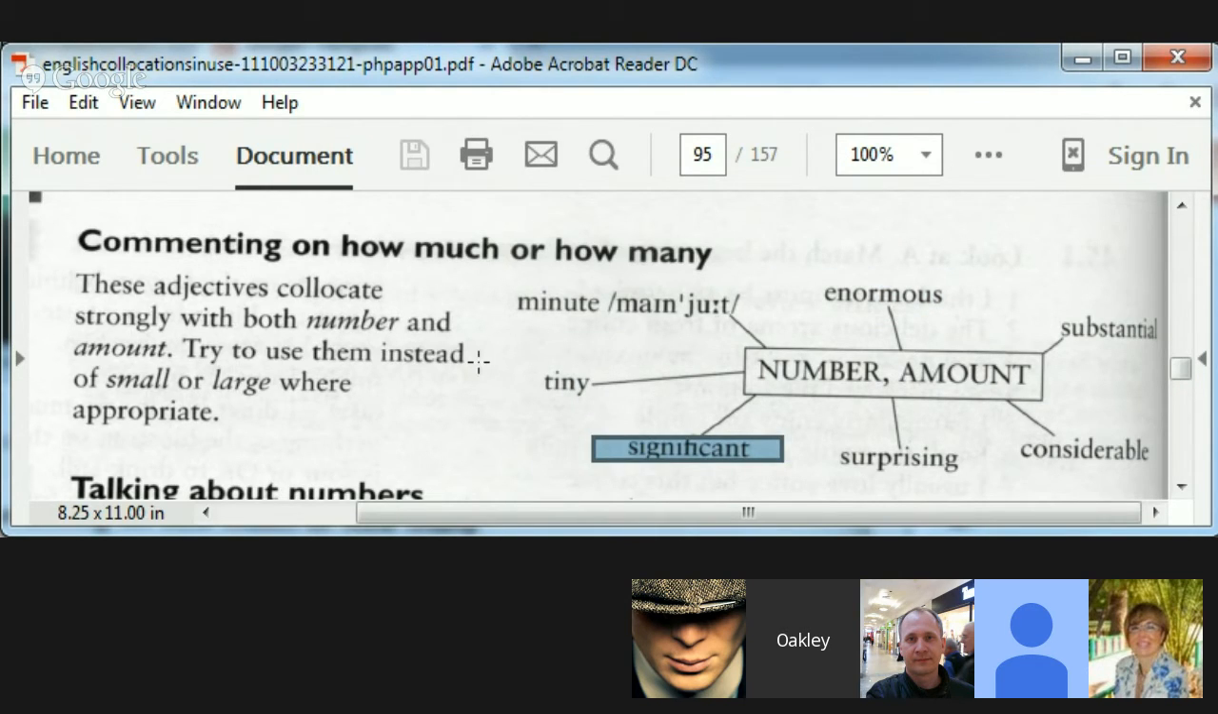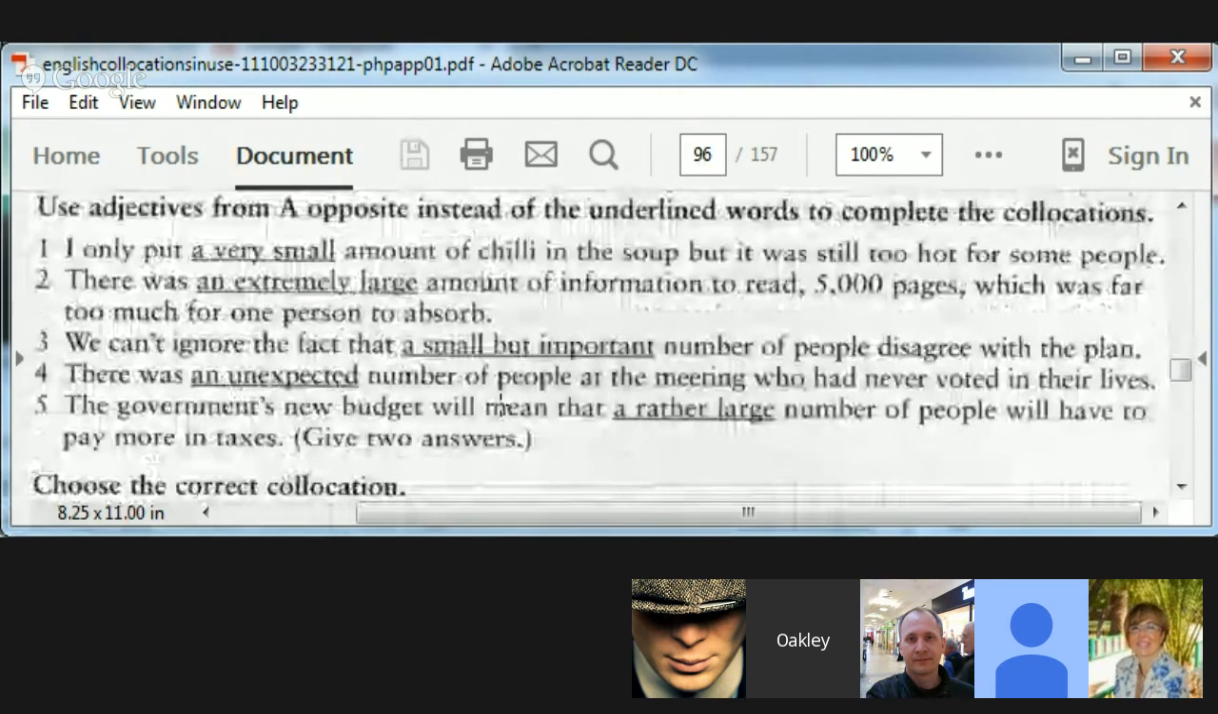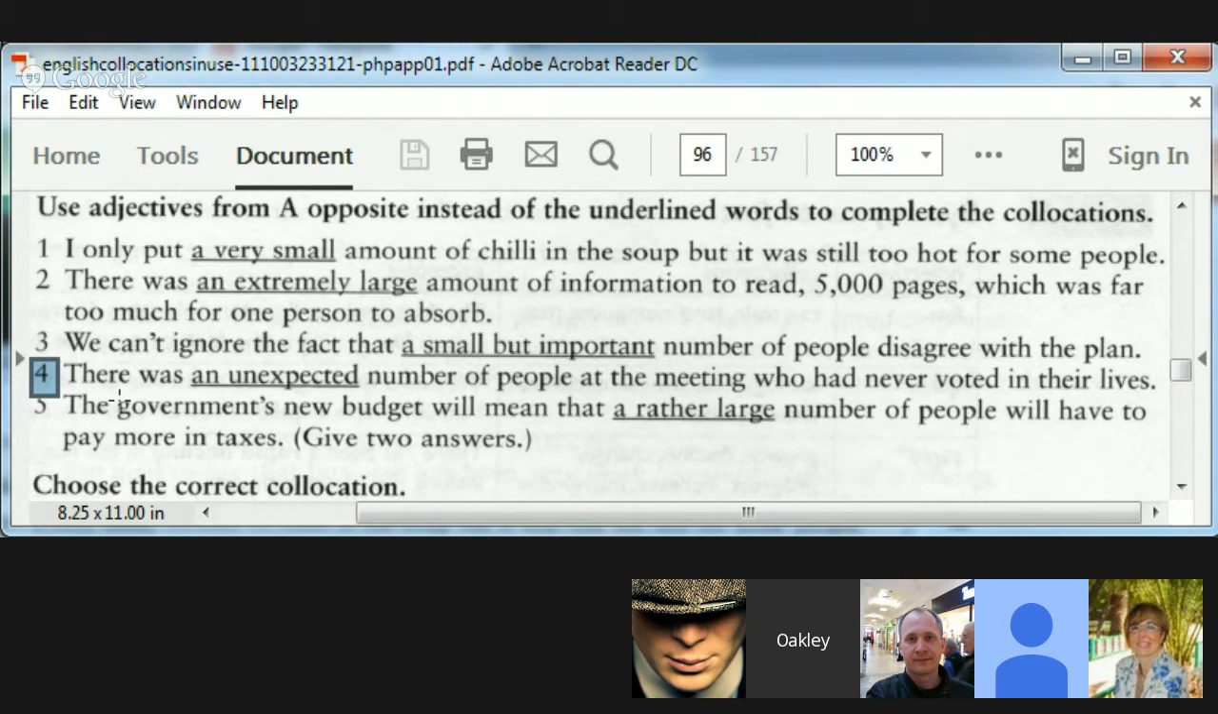Significant. Very good. Yes, that's it exactly. A significant amount. It's not huge, but it is important. Significant means important. So, okay. Some significant amount, significant number. Very good. Okay. Anna, back to you.